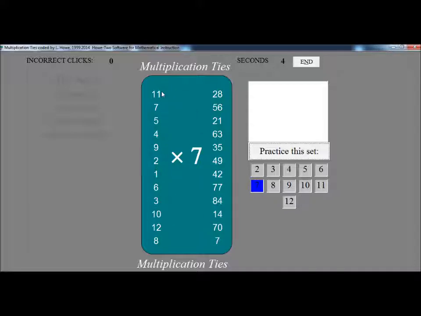If I watch the order of these numbers, 11, 7, 5, if I say practice again, it's going to shuffle this, and so it's going to be different every time, so a student can't memorize how it goes. So this is ties. The student has to tie a number times 7 to its answer. So you click on one of the numbers. It can be any one. I usually do the one at the top.